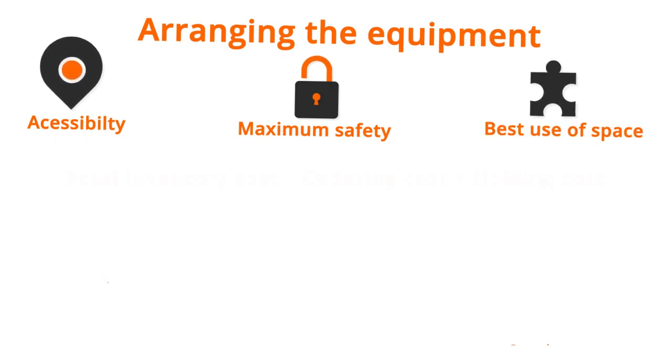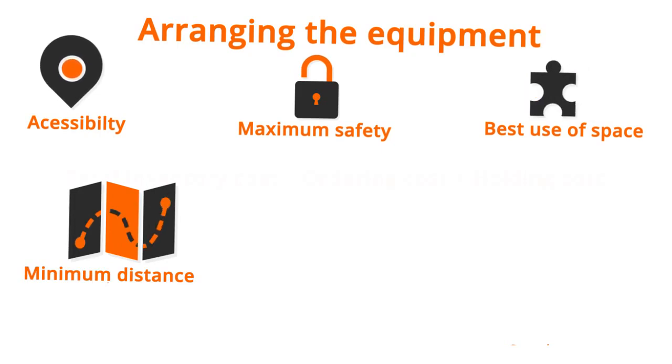How well do we use the space allocated for the equipment? We need to be conscious not to put the equipment in a place where it affects movement of workers or employees in the production facility. Number 4, minimum distance. The equipment should be within reach of the workers in the factory.